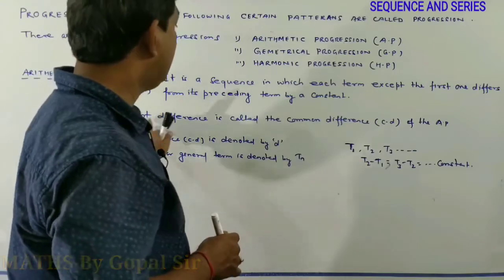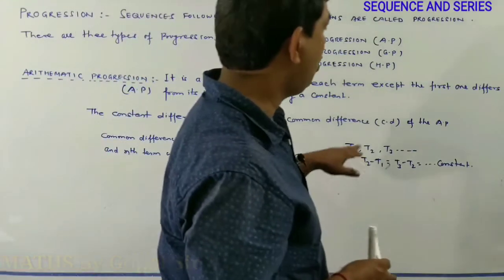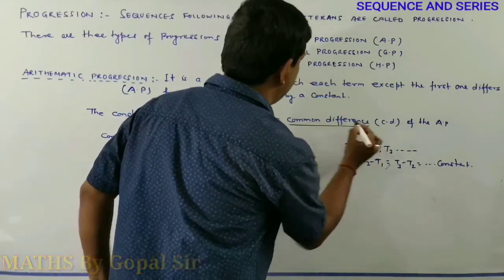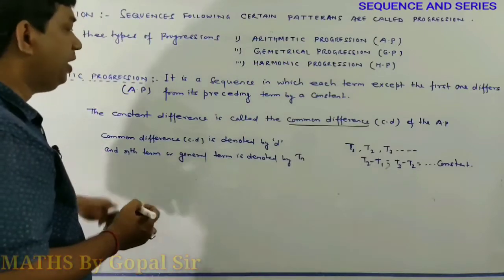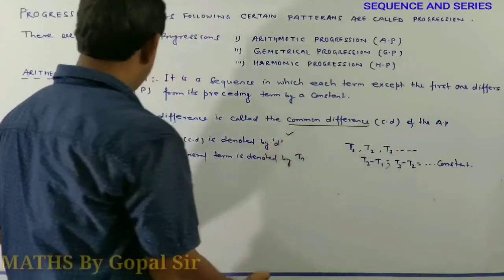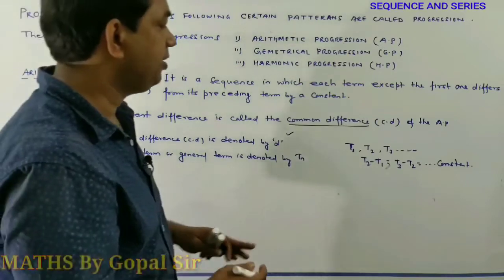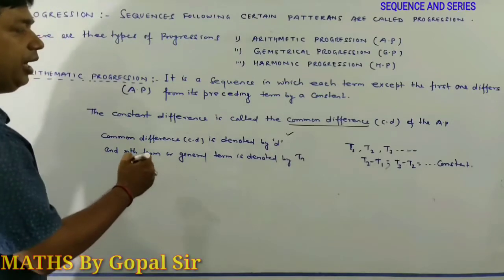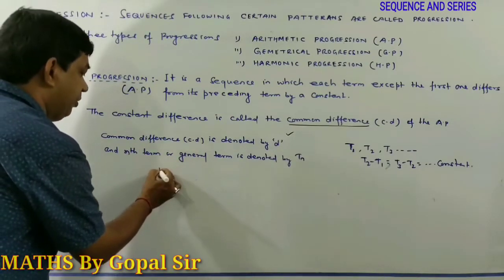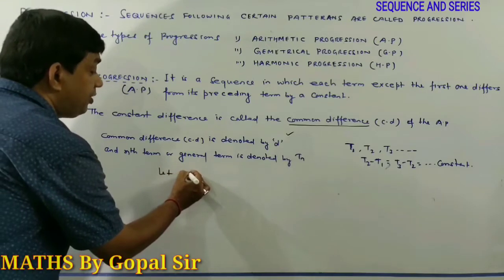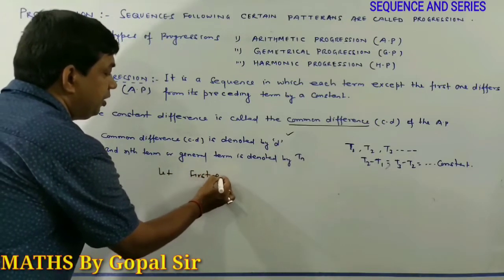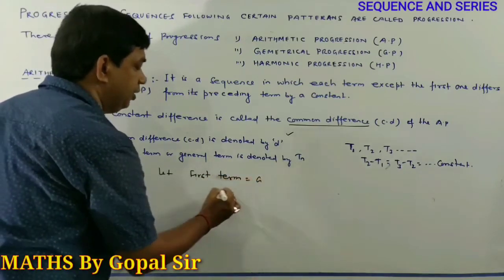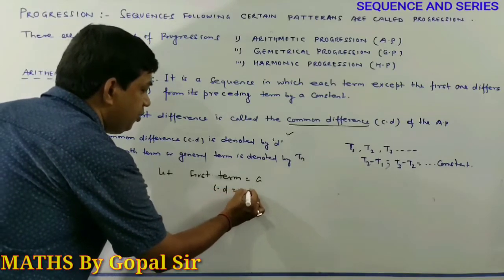Now that constant difference is called the common difference. The common difference is denoted by D, and the nth term of the sequence is denoted by Tn. Now how can we get the nth term? Suppose we take a sequence where the first term is equal to A and the common difference is equal to D.